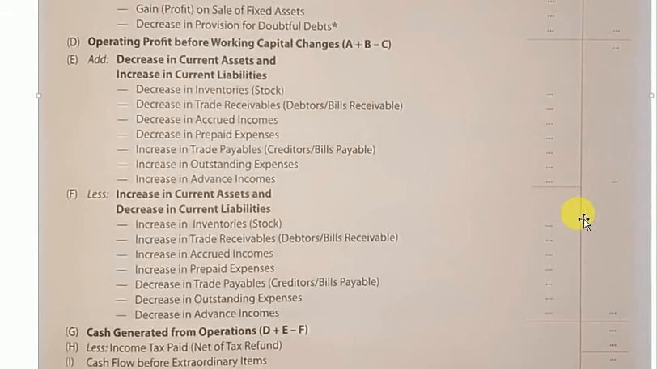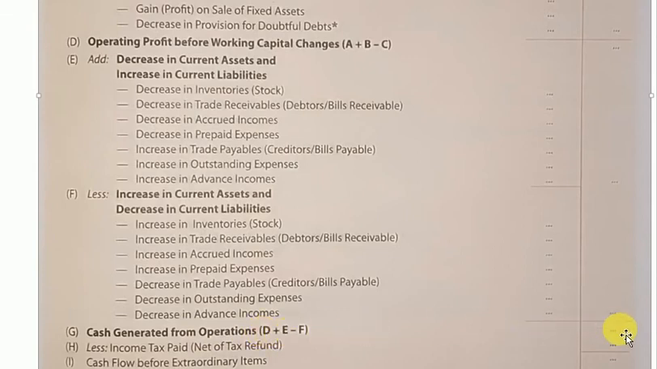This is the amount. This is plus E. And then F is less, that means decrease in current liability and increase in current assets. The final amount is F, and that is to be subtracted. What you arrive at after doing the sum of these three items comes here.